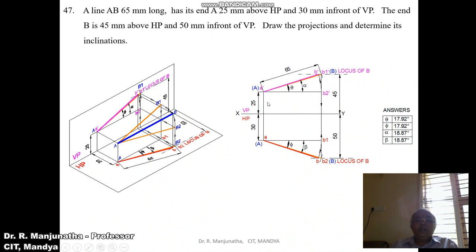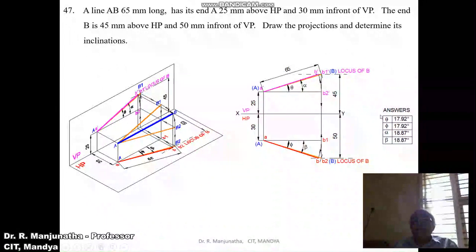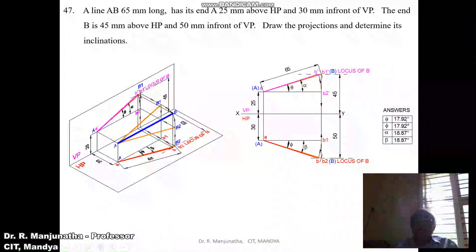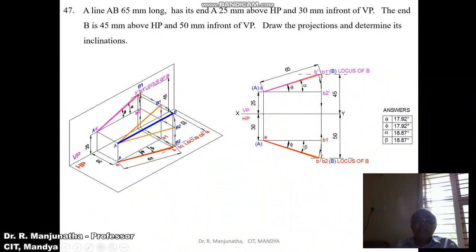True length is normally seen in only one of these planes, but here the true length can be seen both in the front view and also in the top view. So you show it in any one of these positions. Then you measure the angle using the protractor. You measure the angle of theta with respect to HP. That is 17.92 when you are doing it in computer. When you are doing it manually, it will be 18 degrees.